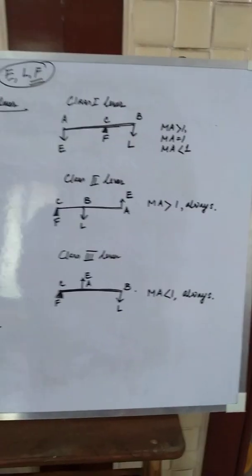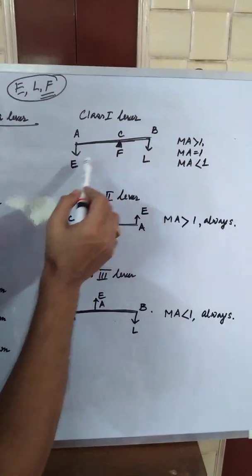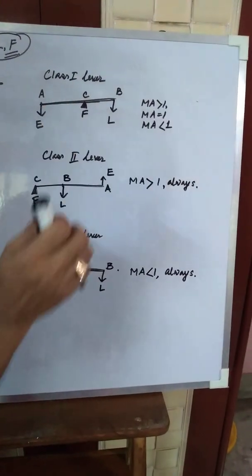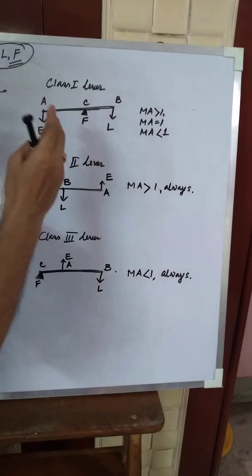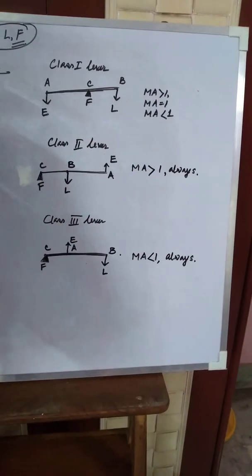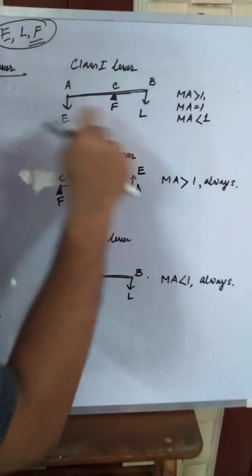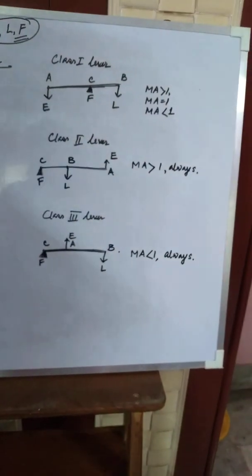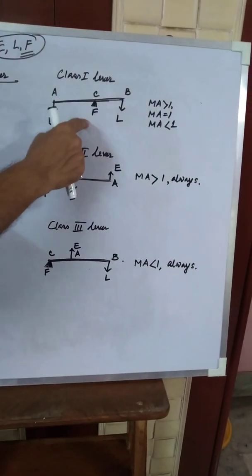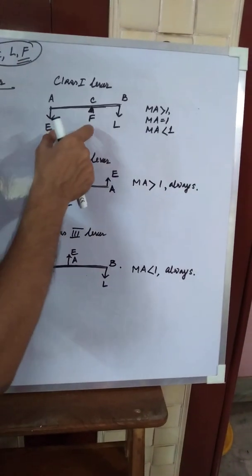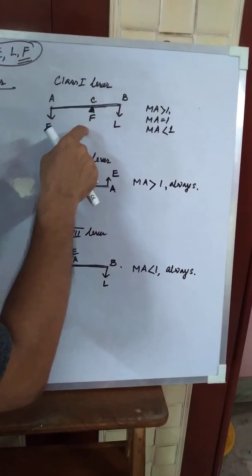Now come to the class 1 lever. In class 1 lever, the fulcrum is situated in between the effort and the load. It doesn't mean that the fulcrum is situated just at the middle part. It may be closer to the load, it may be closer to the effort, but it should be in between the effort and the load. That is the class 1 lever. This is the diagrammatic representation. Now you see in this diagram, AC is greater than BC. So the mechanical advantage is greater than 1 according to this drawing.